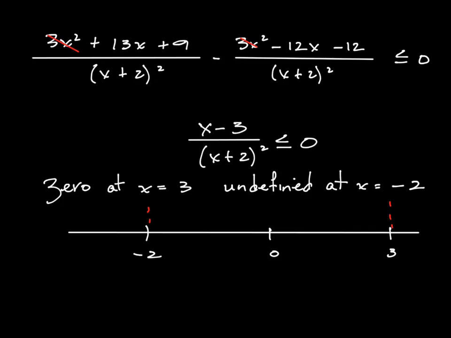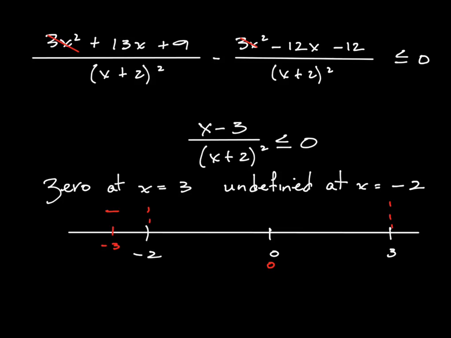The next thing we'll do is try some values in each of those regions. Let's try negative 3. If you plug negative 3 into the inequality just above, you get a negative in the top and a positive in the bottom, so that will be negative in that whole region from negative infinity up to negative 2.